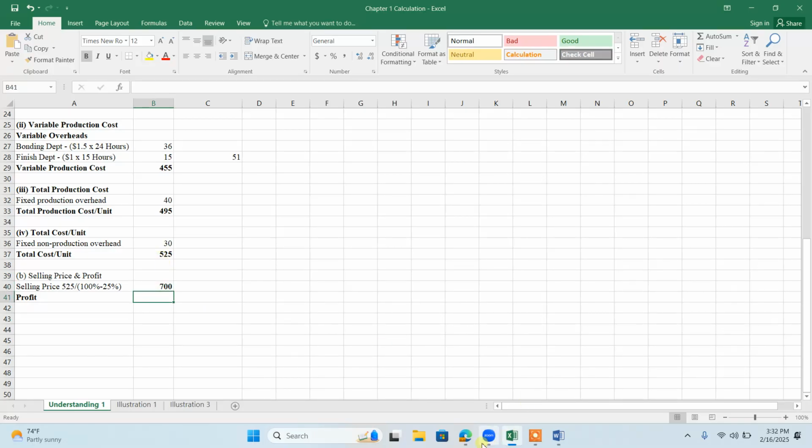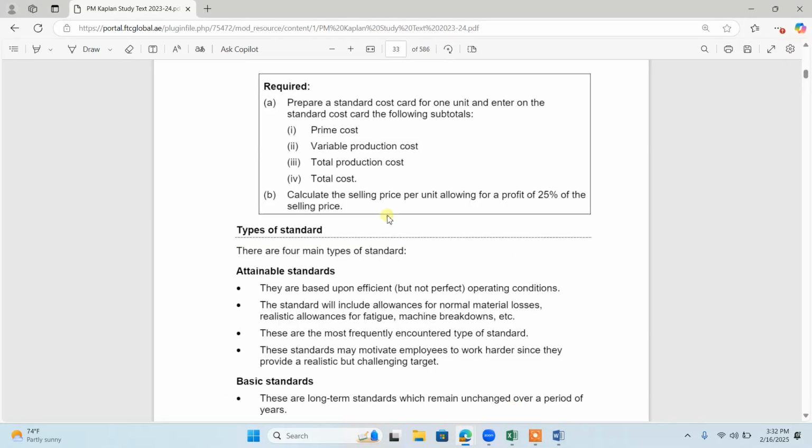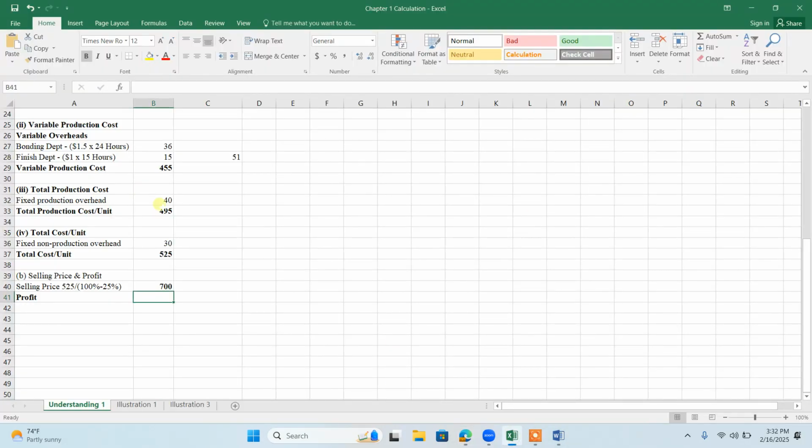So now the question here is that calculate the selling price for one unit, allowing a profit of 25% of the selling price. So we have already defined it. If you want to check what the profit is, it is the selling price minus the cost of the unit. You are earning $175 in each unit. This is actually the 25% margin on the 700. Hopefully you get it.